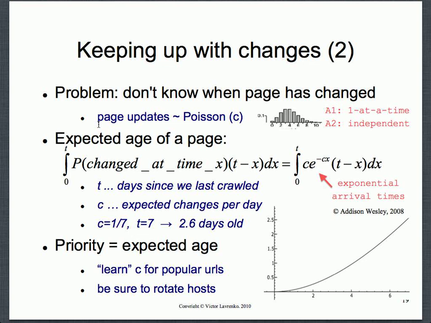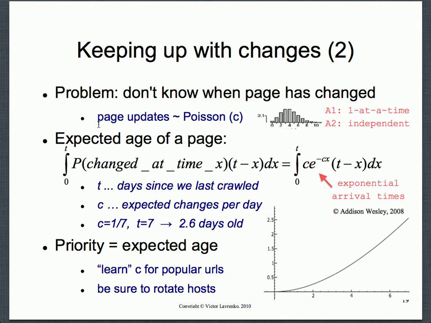But if you did somehow know c, what you could do is you could now compute the expected age of the page by integrating over all possible x's, saying, what's the chance that the change happened on day 1, right? And then it's t minus 1 is the age. What's the chance that it happened on day 2? And then it's t minus 2 is the age. And then you integrate it and you get the expected value. So that's the expected age of the page.